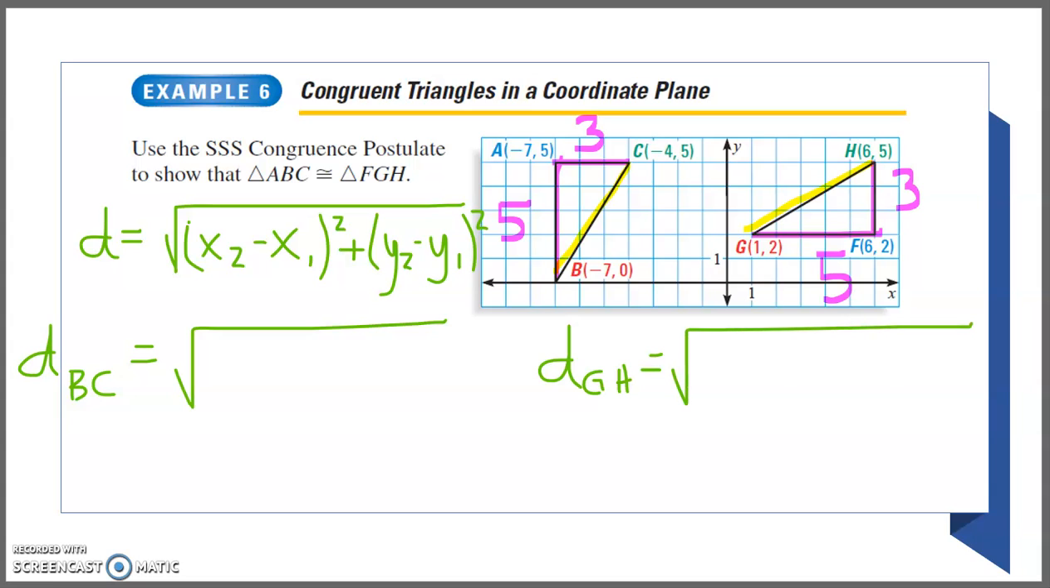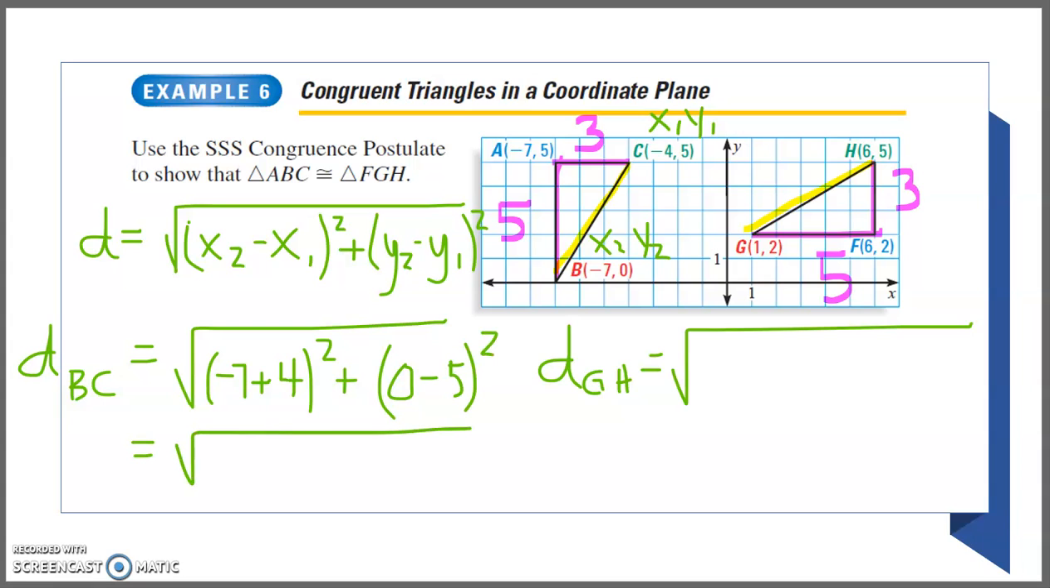All right, well, let's do B to C first. We're going to use these coordinates. Maybe I say this is x1, y1. So that means that this would be x2, y2. So let's start plugging them in. x2 minus x1. Well, if you're subtracting a negative, it's going to become addition. And then, let me connect that 4. Good. Now, y2 minus y1 squared.